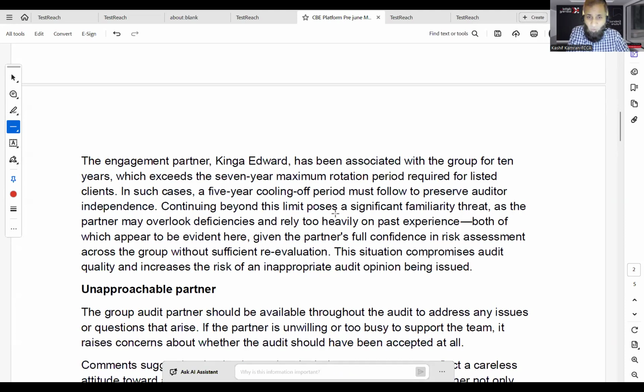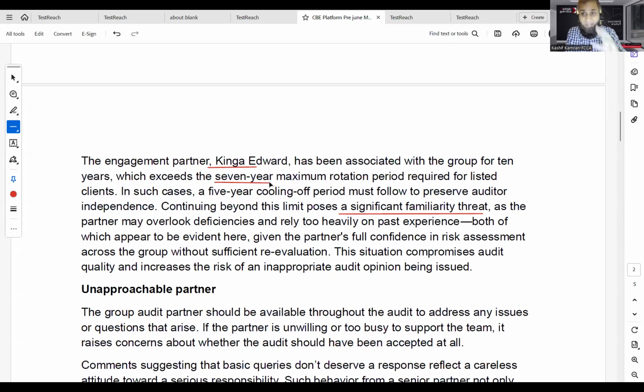So this person wrote significant familiarity threat because it relates with Kinga. And it's already 10 years since Kinga is serving. So significant familiarity threat, as the partner may overlook deficiencies and rely too heavily on the past experience, both of which appear to be evident here. Given the partner's full confidence in risk assessment, this situation compromises the audit quality and increases the risk of an inappropriate opinion being issued. So what's the implication?